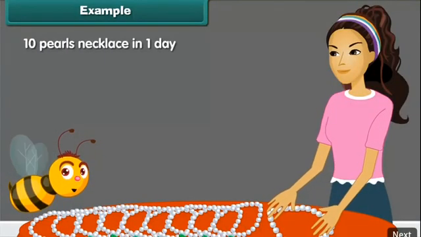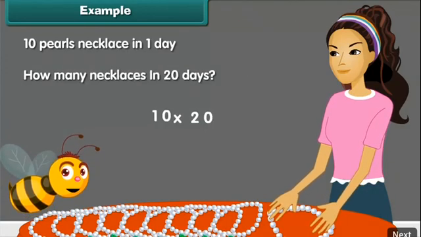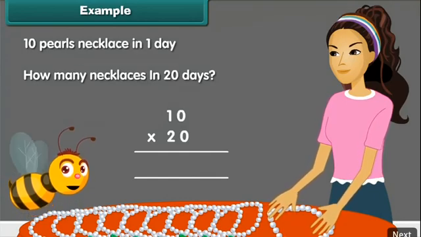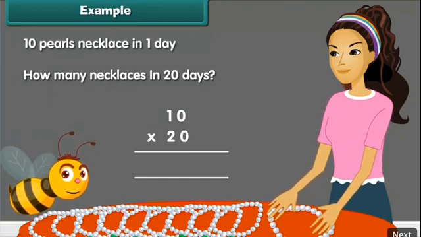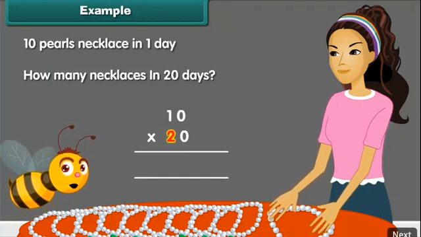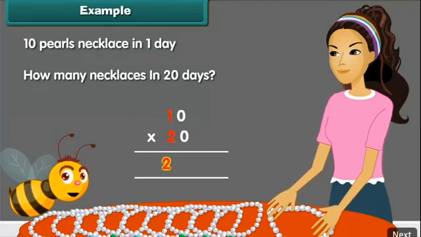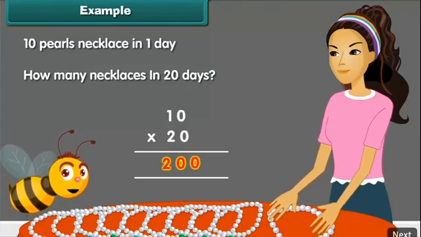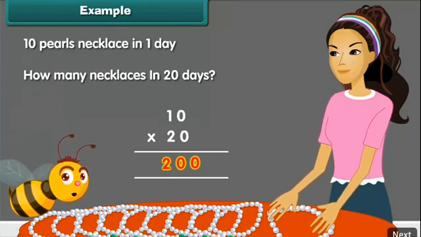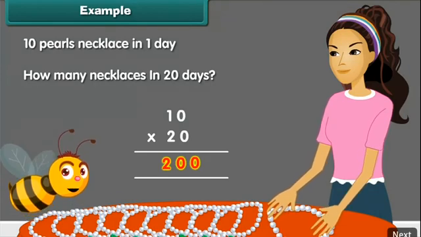Dinah makes 10 pearl necklaces in 1 day. In 20 days, she will make how many necklaces? We need to multiply 10 with 20. Step 1. Multiply the numerals without zeros. 2 multiplied by 1 is equal to 2. Step 2. Count and add the number of zeros toward the right side of the answer. In this case, we have 2 zeros. Thus, the final answer becomes 200.